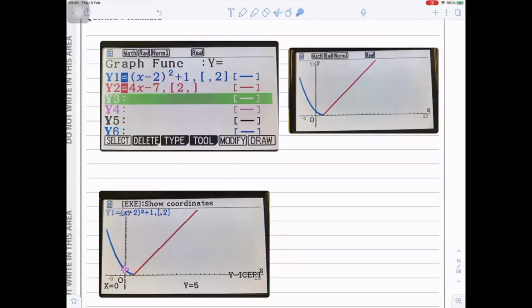Okay, I've done the graphs here. So the first one, (x minus 2) squared plus 1 for x less than 2 is this blue part here. It comes there and it stops. And 4x minus 7 from 2 upwards is the red one. So at x equals 0, it crosses the y-axis at y equals 0. That's how you can do the graphs on the calculator. Make sure you put that comma and that comma. That means it's less than 2. That means it's greater than 2.